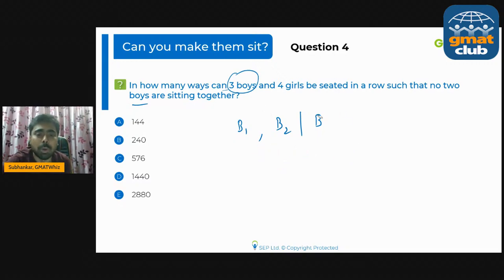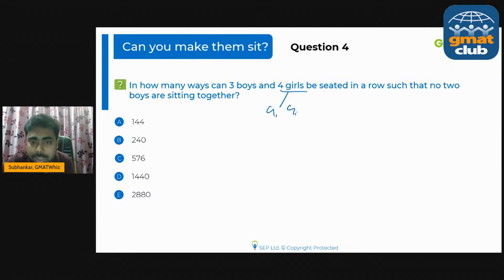Now, in this kind of question, understand that those people who are creating issues, like the boys are creating issues here, place them a little later. First, you arrange the girls. They do not have any issues sitting alongside themselves. So arrange them. Like I told you, if the girls are G1, G2, G3 and G4, then in how many ways can I arrange them? Now, that's an easy question.